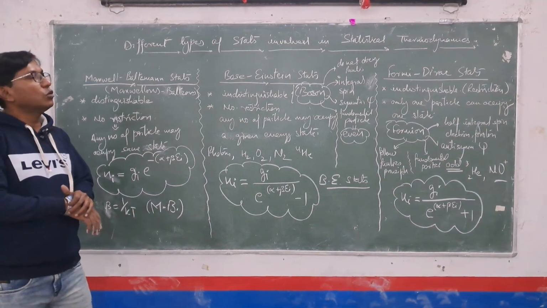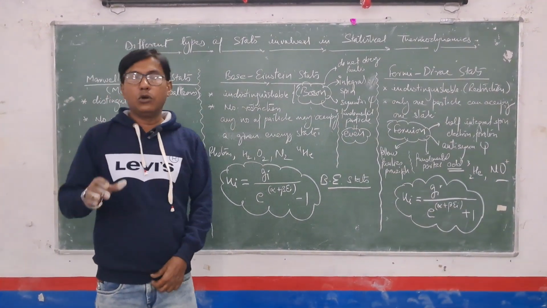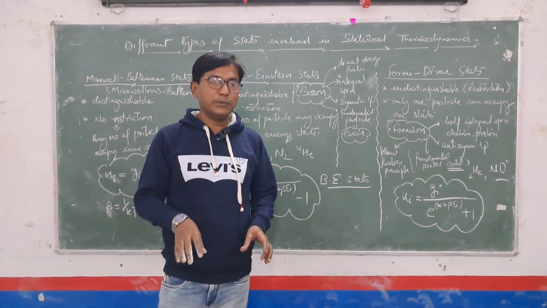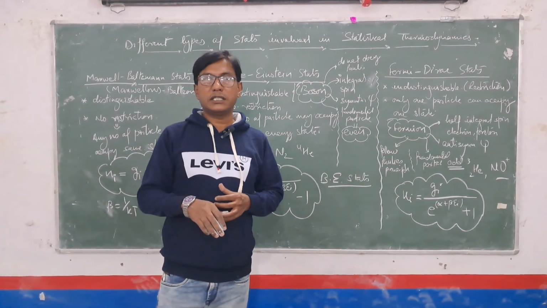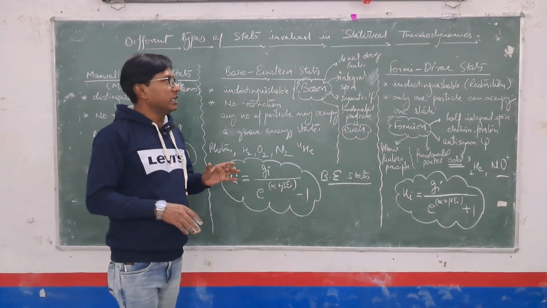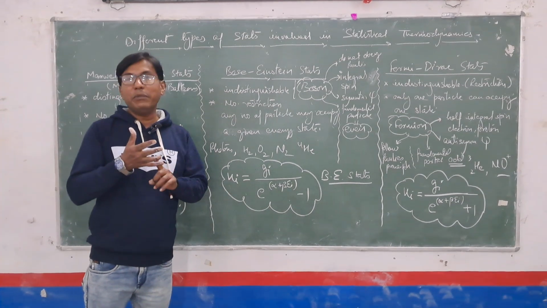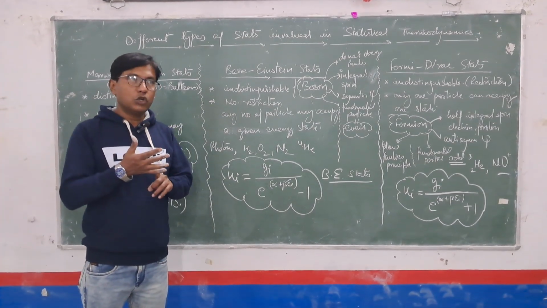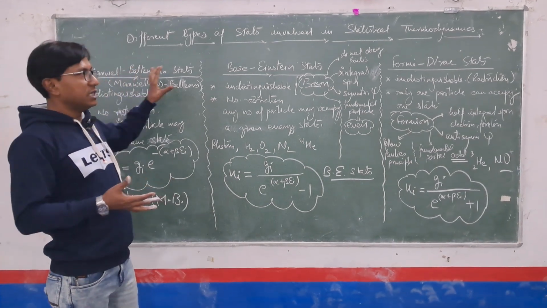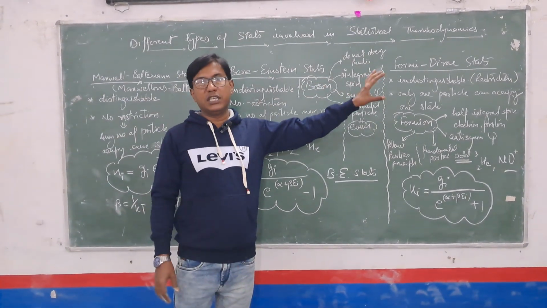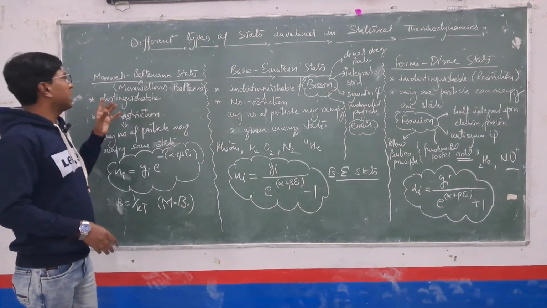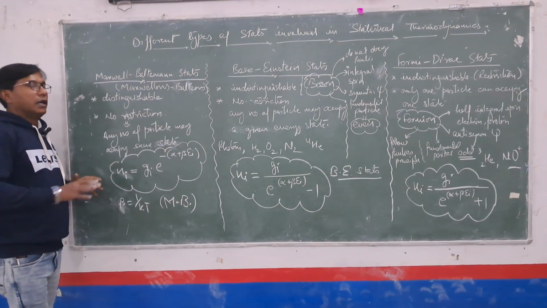Okay, today we are going to have a discussion on how to write a long answer or short notes on different types of statistics involved in statistical thermodynamics, the syllabus of M.Sc first sem. In statistical thermodynamics, the three main stats which are going to be asked in your exams are MB statistics, B statistics, and FD statistics. So, the first one is MB statistics, that is Maxwell Boltzmann statistics.